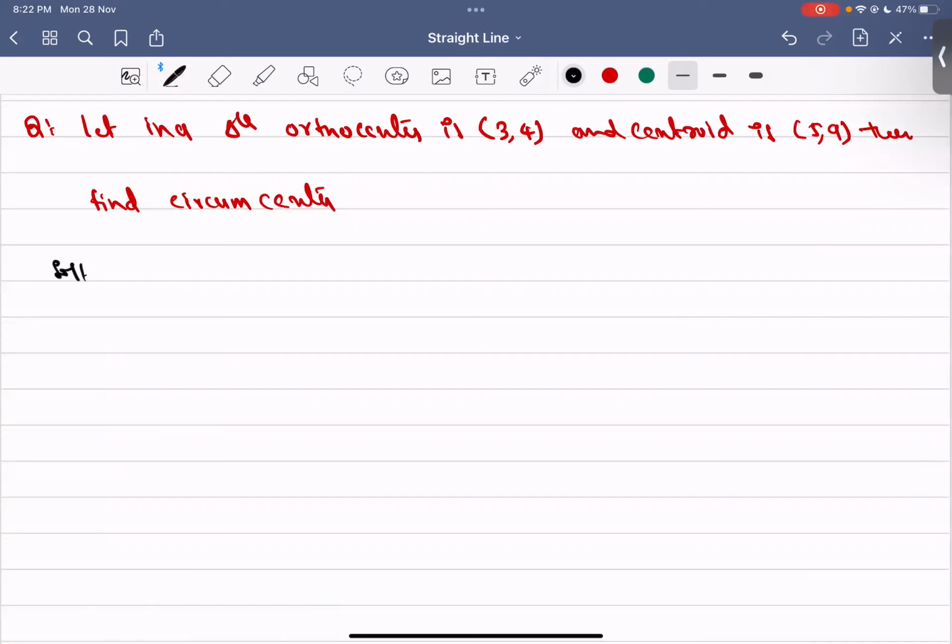To solve this question, the question is related to orthocenter, centroid, and circumcenter. We have seen one result in the first or second class. Suppose this is the orthocenter, centroid, and circumcenter. What you have seen: the centroid divides the orthocenter and circumcenter internally into a 2:1 ratio. Yes or no? So already we have seen that one.